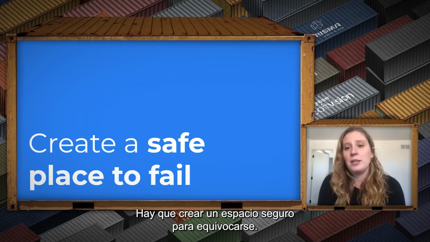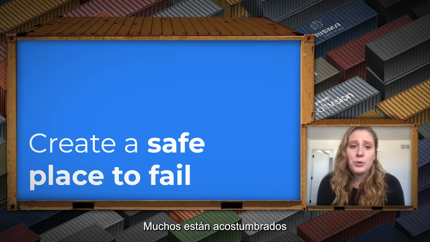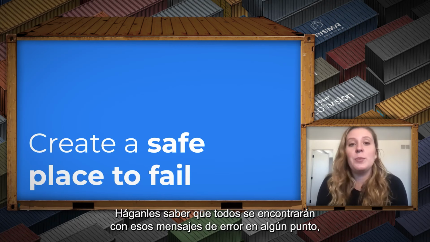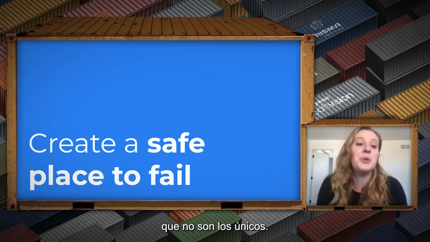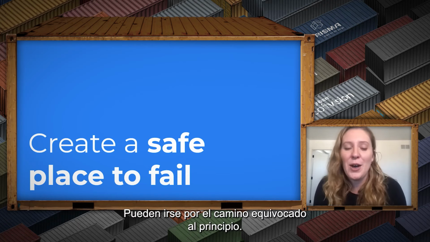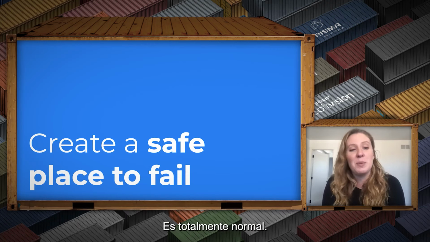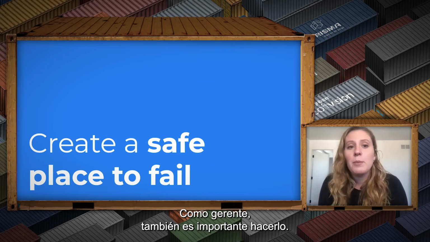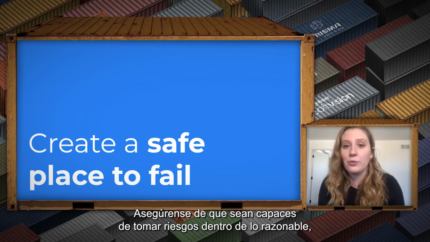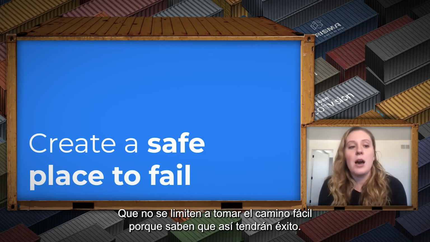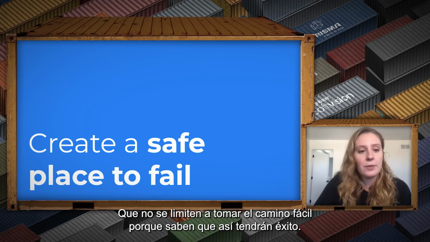In addition, create a safe place to fail. I think a lot of people are used to not seeing those red error messages when they're starting to code. And so make it so that they know that everybody's going to hit those error messages. They're not alone in that. They're allowed to have issues. They're allowed to have bugs. They're allowed to go down the wrong path at first. That's perfectly normal. You need to create that safe place for them to fail. And this is so important as a manager as well. Make sure that people are able to take risks within reason so that they can learn and grow. They're not just taking the easy path every single time because they know that they're going to be successful.